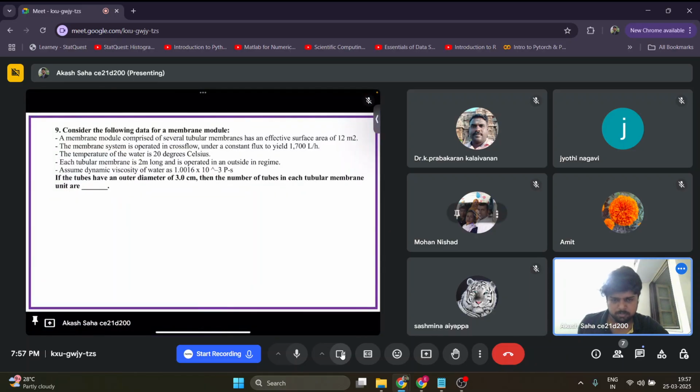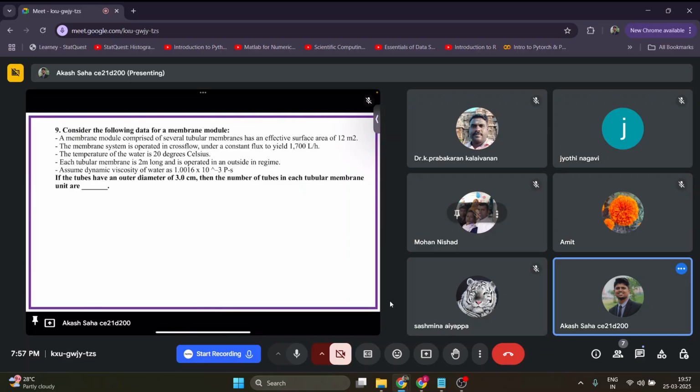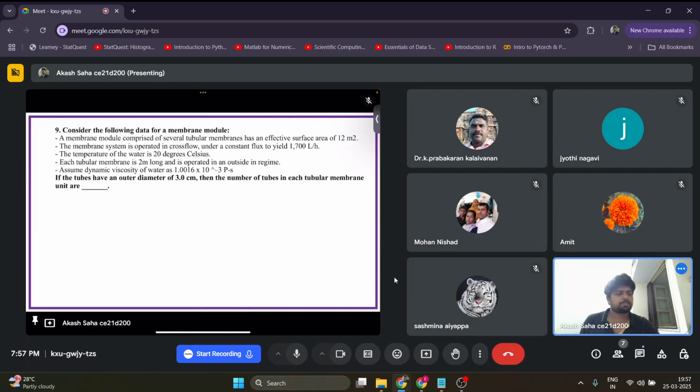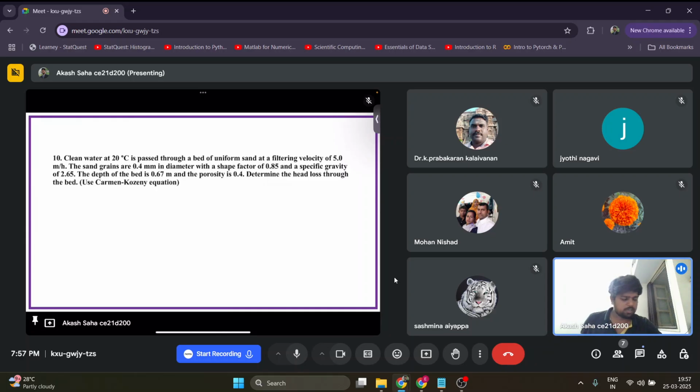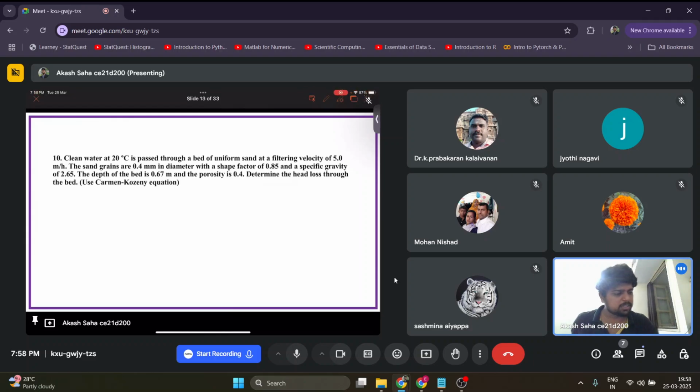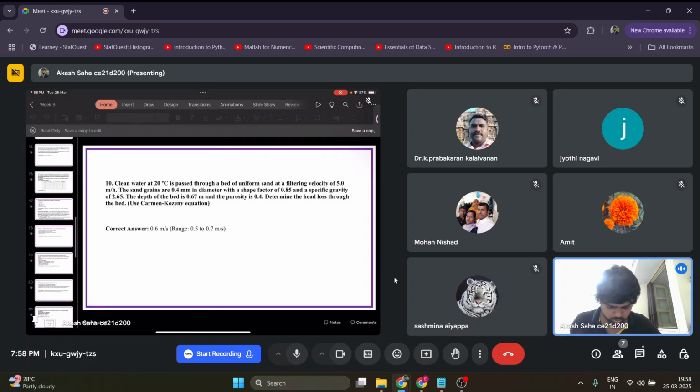Right, just a minute. Okay, so 64 is the correct answer for this. Moving forward, some more subjective type problems are there, but I think we will first solve the MCQ type and then come back to the subjective type. So I will just go to the MCQ type.